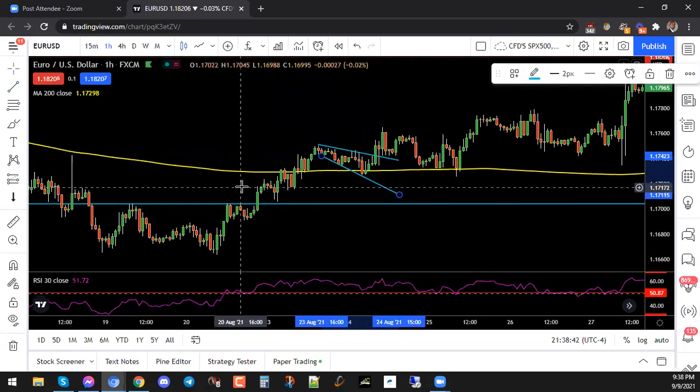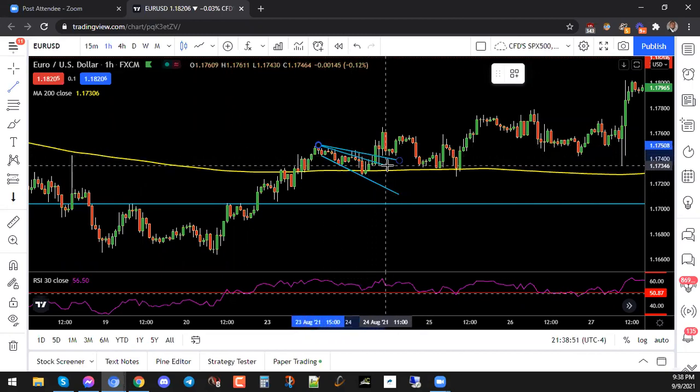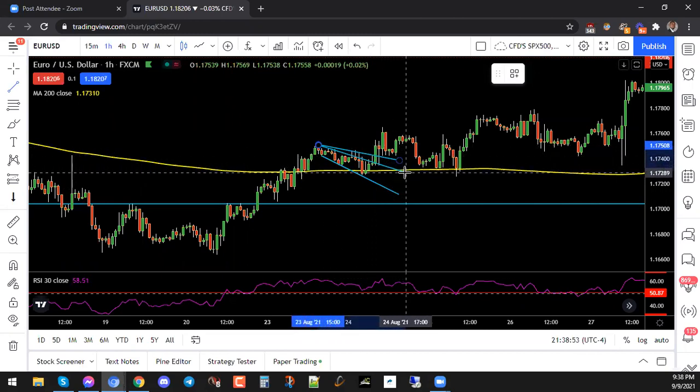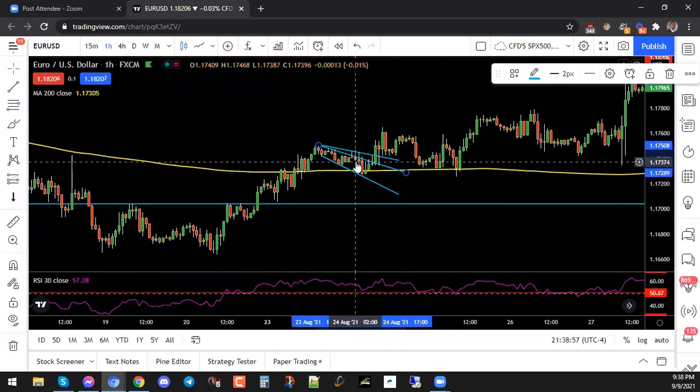So you can do it in two ways. You can do wick to wick, or you can do wick to body. Okay. If we did a trend line here from wick to body, it might look like this. Let me see, where's the 1 a.m. candle?